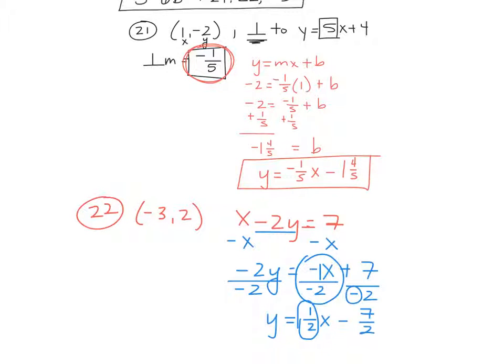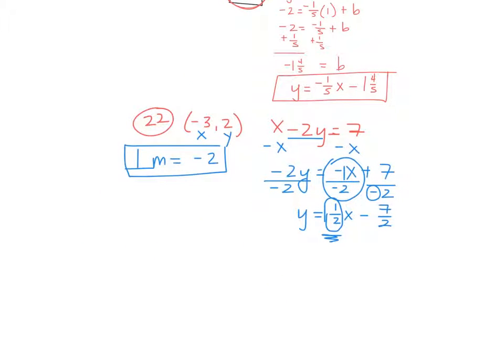We want to be perpendicular to that. So the perpendicular slope would be the opposite reciprocal of 1/2. So flip it over, it would be 2. Right now it's positive, so make it negative. So this is my perpendicular slope. This is my x, this is my y. Okay, we're going to plug that into slope-intercept form to find our b.